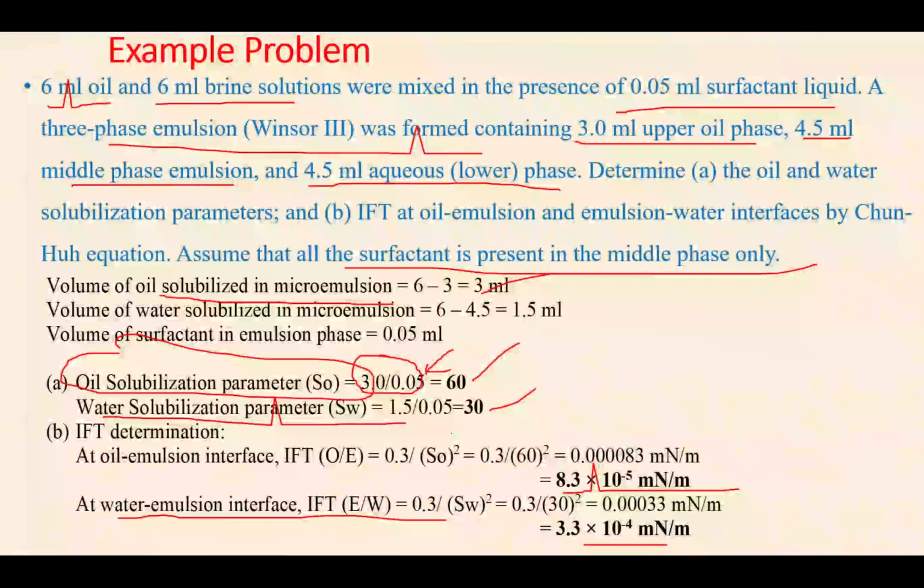So thank you. This is some input about the fundamentals and the numericals, which is very useful for surfactant or polymer injection. Okay, thank you.